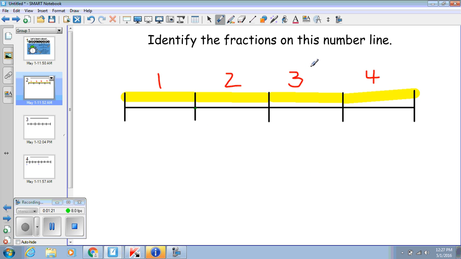Now if I have to identify all the fractions on this number line, I'm going to start here at this point. I would number this as 0 out of the 4 parts because at this point on the number line, I have not created any of the equal parts yet. This point here, I would identify as 1/4. I am 1/4 of the way across this number line, 1/4. This point here I would identify as 2/4.